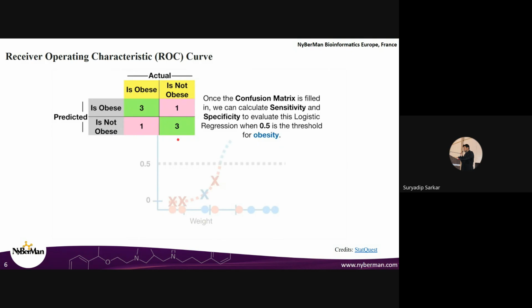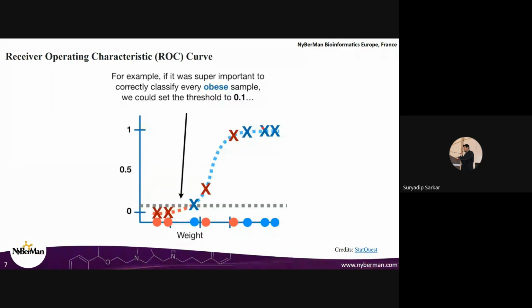So this is a confusion matrix we have built using 0.5 as our threshold. Once the confusion matrix is built, we can calculate sensitivity and specificity to evaluate how well 0.5 did as a threshold, for example.